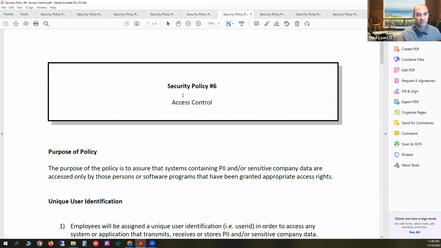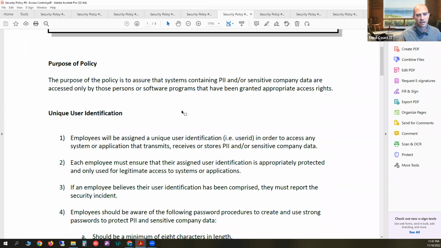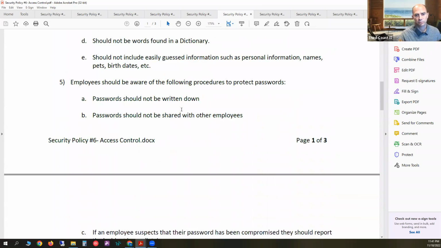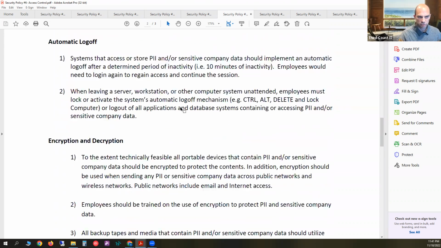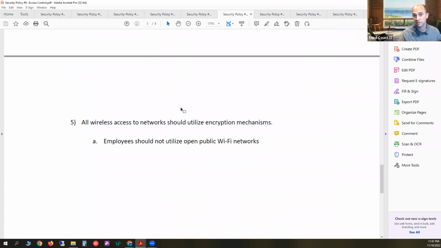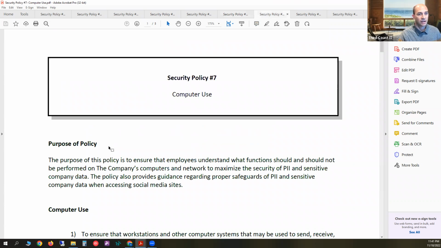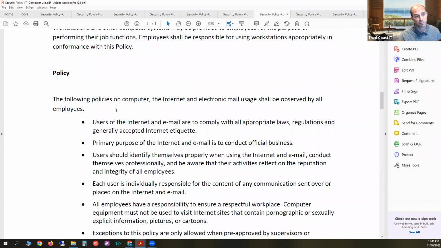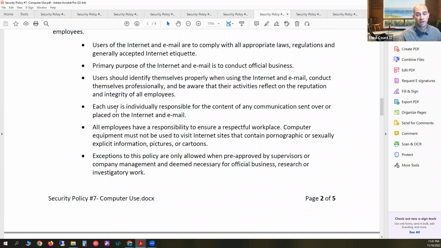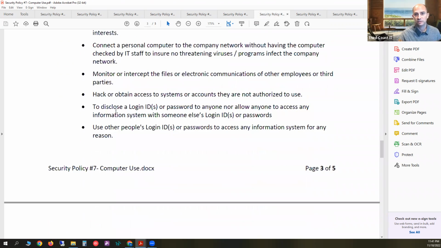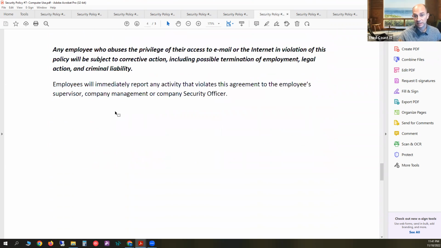The next policy is the access policy. This has a lot to do with MFA and keeping strong passwords and having screen lock turned on and making sure that we're using encryption if we're sending sensitive information. The next policy is the acceptable use policy. This has a whole bullet point list of what we shouldn't be doing, and it can all be summed up by saying we use computers for business and business only.